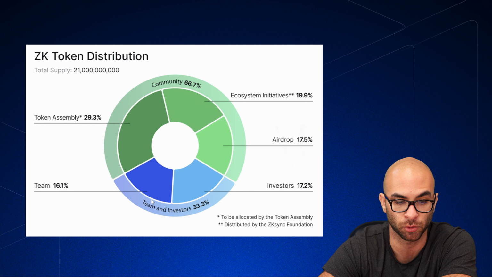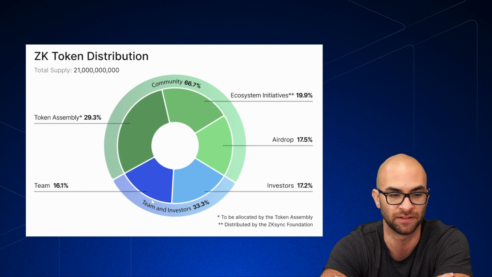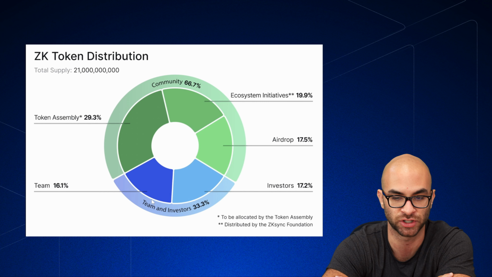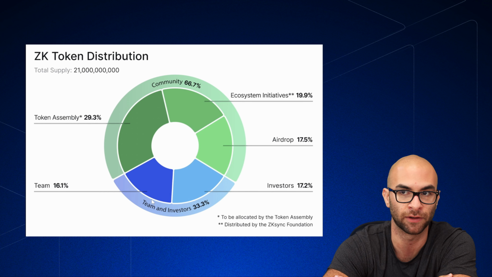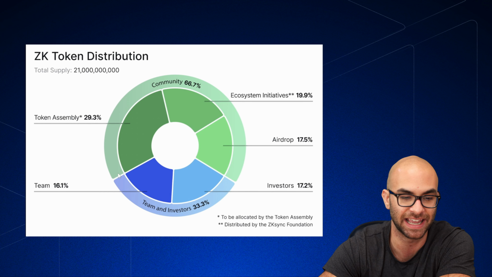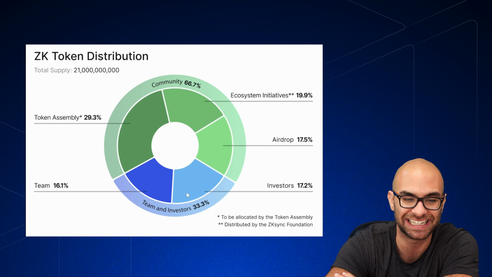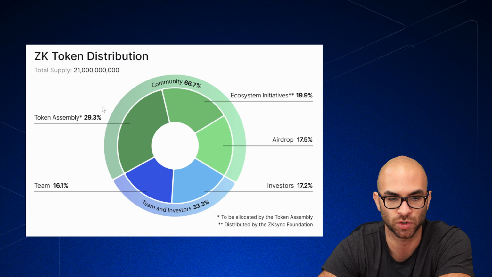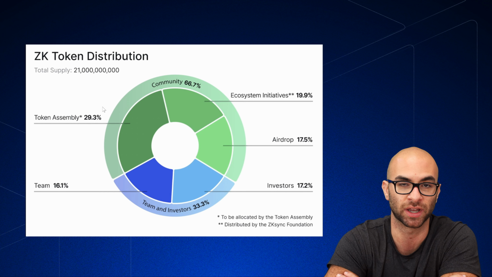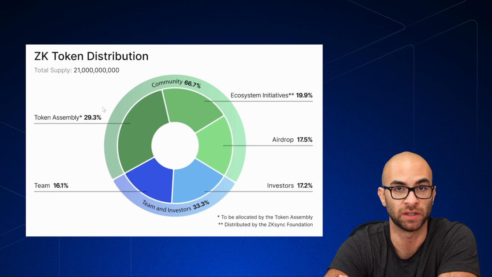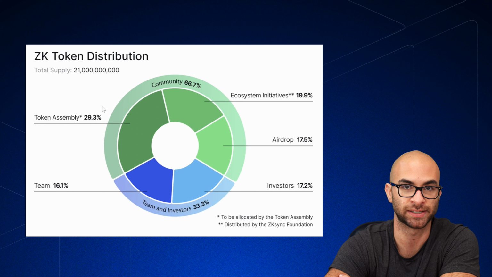For them to have 33% going towards their team and investors isn't too bad of a percentage either. A lot of them have been going 40 to 60%, but this is about as high as ideally I would like to go. Then with this 29.3% towards the token assembly, I believe that these are going to be voted on with how the community wants to use those funds.